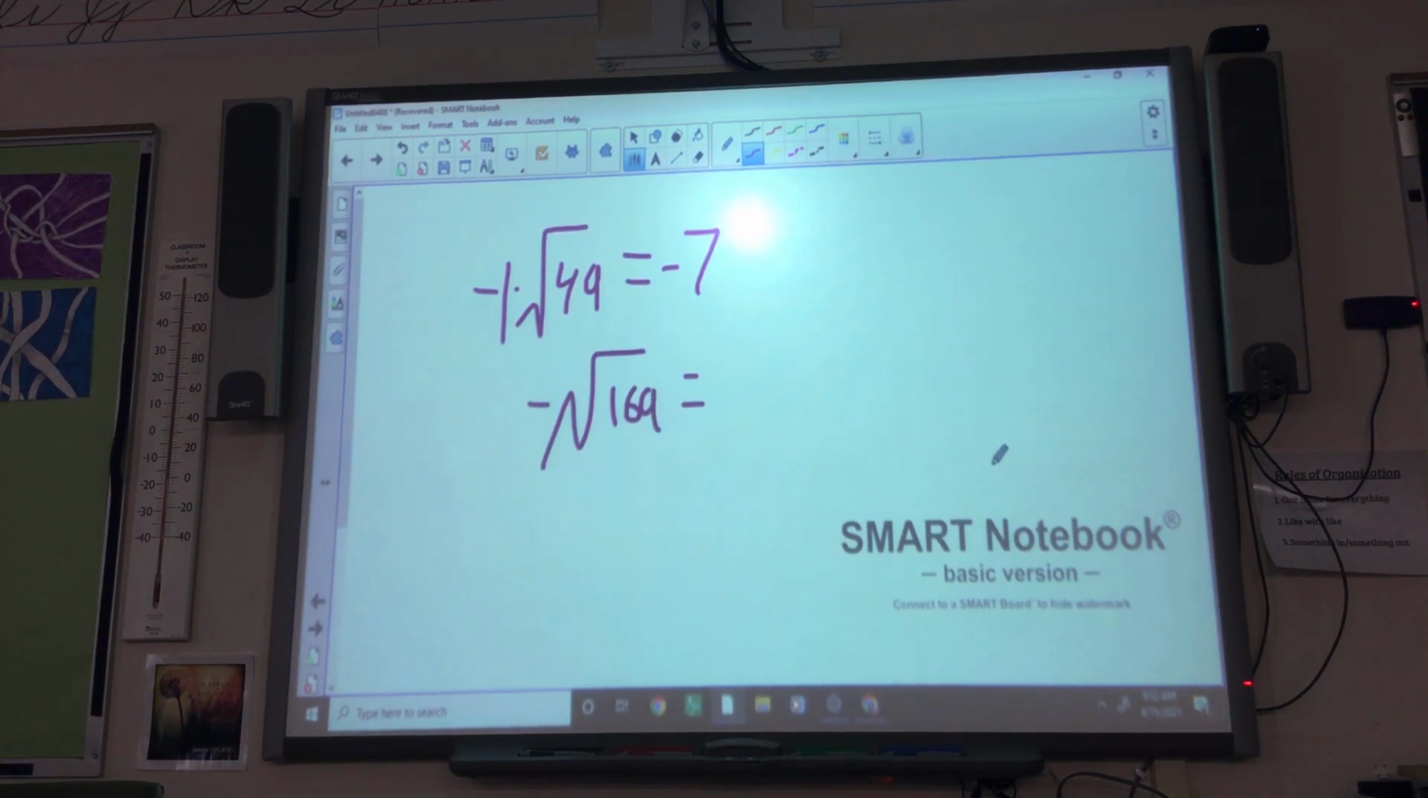What number times itself is 169? Do we know? I'll give you a clue. It's a perfect square. 11 squared is 121. 12 squared is 144. 13 squared is 169. So I put down 13, but I also need to put down negative because it is a negative square root. Wow, that was super challenging, right?